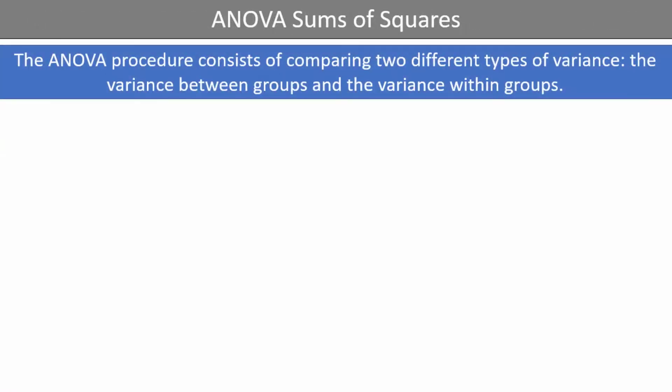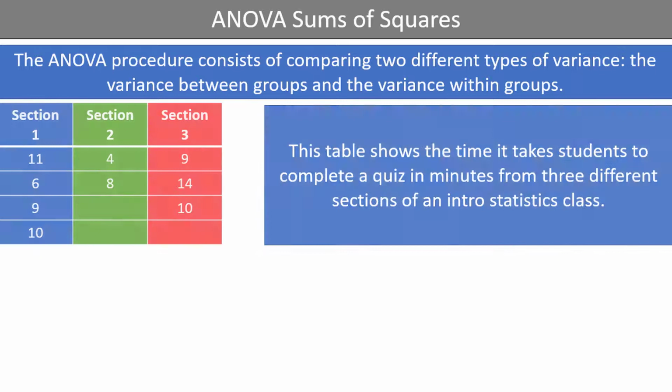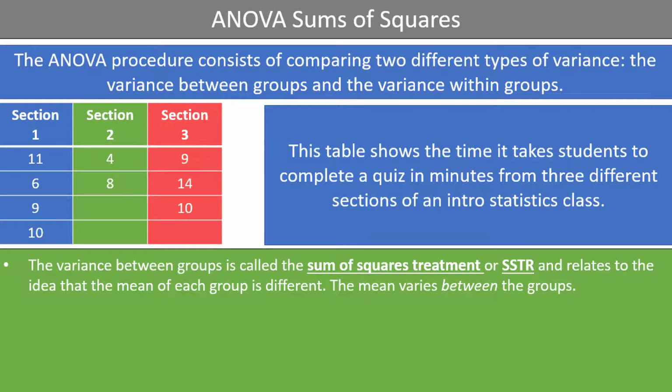The ANOVA procedure consists of comparing two different types of variance: the variance between groups and the variance within groups. This table shows the time it takes students to complete a quiz in minutes from three different sections of an intro statistics class. The variance between groups is what is called the sum of squares treatment, or SSTR, and relates to the idea that the mean of each group is different. The mean varies between the groups, so Section 1 has some mean quiz completion time, Section 2 has a different mean completion time, and Section 3 has yet another mean completion time.